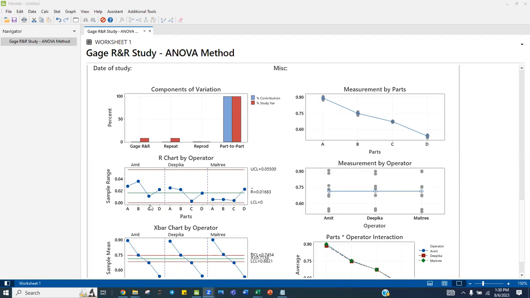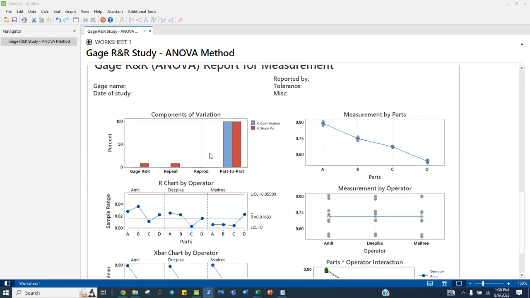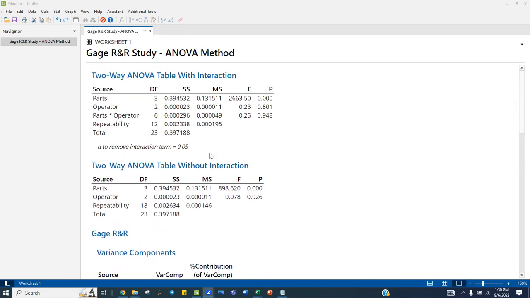Maximum variation, because these four parts cannot be the same. These four parts are different from each other, and that is why the part to part variation is highest, and this is what it should be. Almost 100% it should be. There shouldn't be any repeatability variation. There should not be any reproducibility variation. Now looking at some statistics behind that.